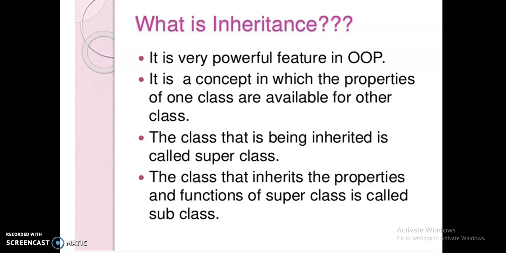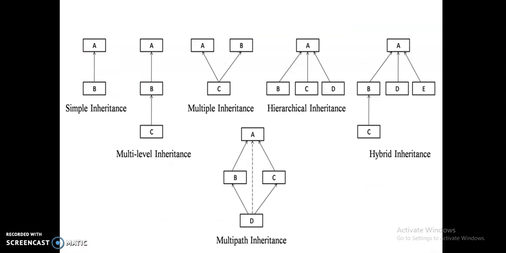The class that is being inherited is called a superclass or base class. The class that inherits the properties and functions of the superclass is called the subclass or derived class. These are all the types of inheritance available in C++: simple inheritance, multilevel inheritance, multiple inheritance, hierarchical inheritance, and hybrid or multipath inheritance.